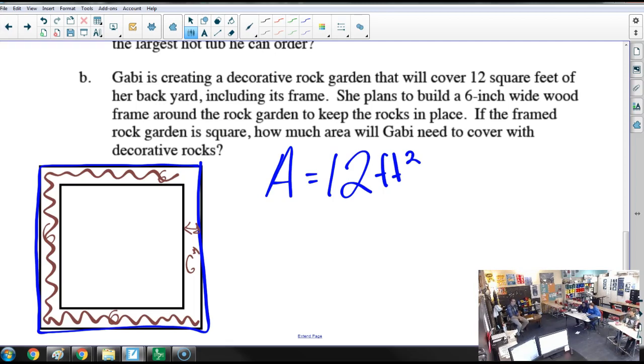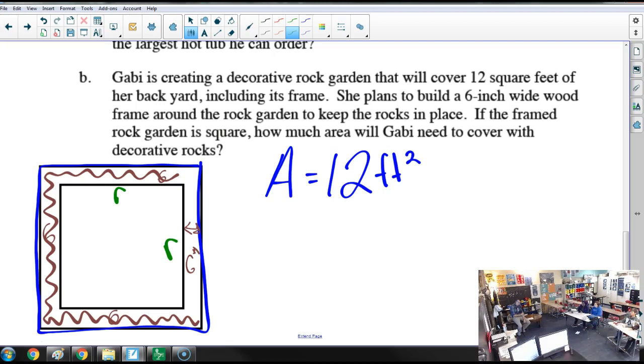Okay, I did something wrong. So wouldn't the inside square then be 11? Because, no, it's not. Okay, let's call it R by R for rocks. The rock area will be R by R. Okay, so we know the area.